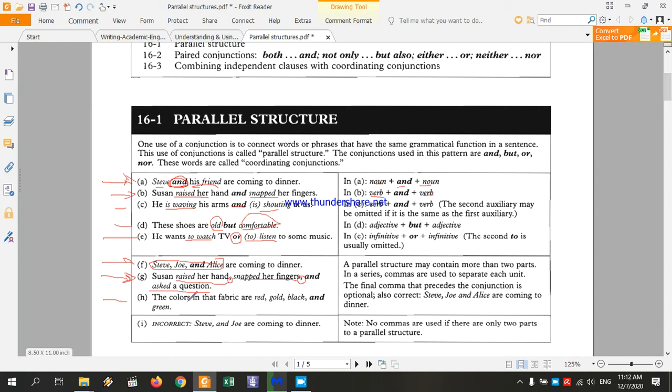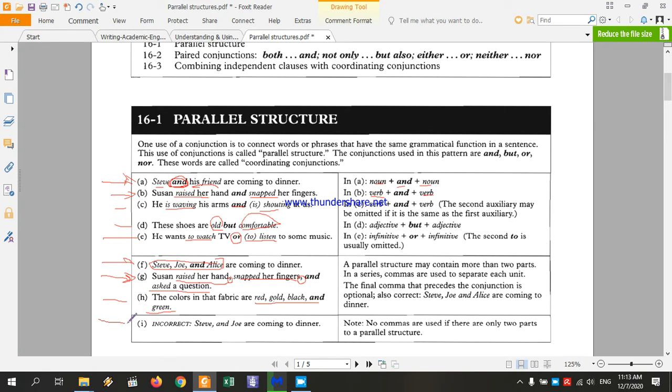Example H. The colors in that fabric are red, gold, black, and green. Here we're giving a series of adjectives. All of them are parallel. All of them are adjectives. Red is adjective, gold is adjective, black and green are also adjectives.